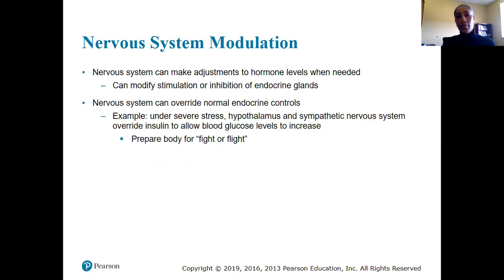So in this example, the nervous system will override normal endocrine organs so that you can participate and respond accordingly. Whereas under a normal circumstance, if I'm just walking down the street, I don't need to have increased respiration, more blood flowing through my arteries, and so on and so on.